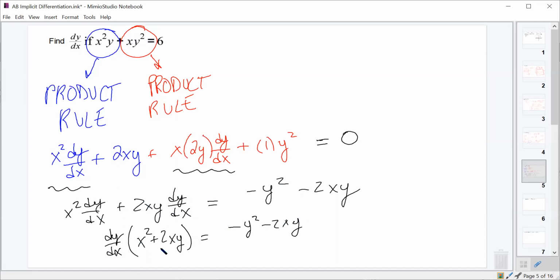And divide by that x squared plus 2xy. So we end up with dy/dx equals negative y squared minus 2xy, all over x squared plus 2xy.